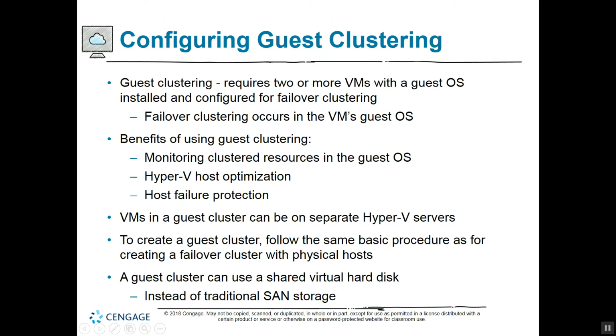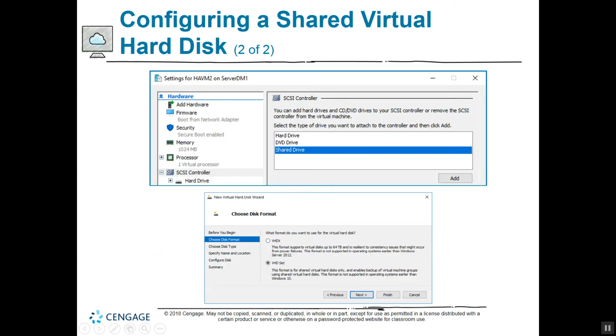And we've got guest clustering. Guest clustering requires 2 or more VMs with a guest OS installed on it and configured for failover clustering. Failover clustering occurs in the VM's guest OS. And now here we go, settings for HAVM2 on server DM1. SCSI controller, you can add, then we choose the disk format, whether it's VHDX or a VHD set.